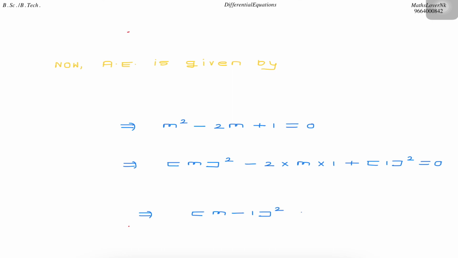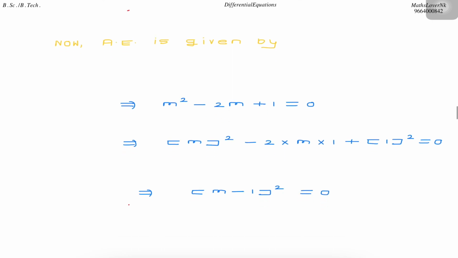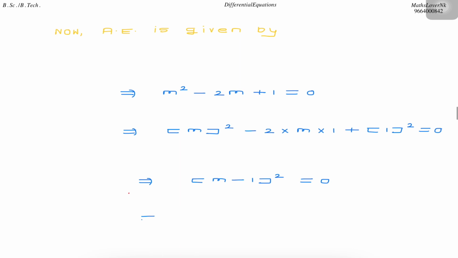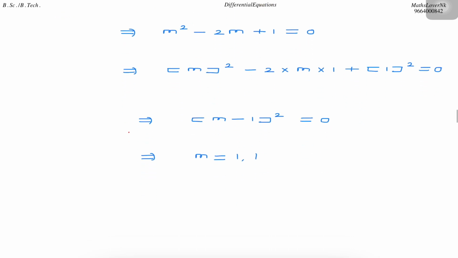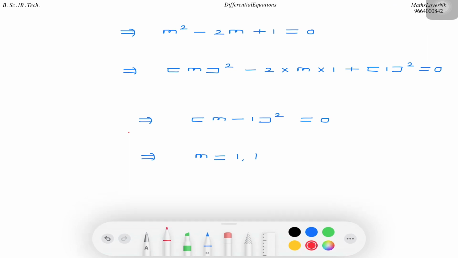When we put it equal to 0, we get two roots and both roots are equal, that is 1, 1. M is equal to 1 and 1. We know that when the roots are equal, then CF is given by y is equal to (C1 plus C2x) e the power ax. So CF is equal to (C1 plus C2x) e the power x. This is the CF.